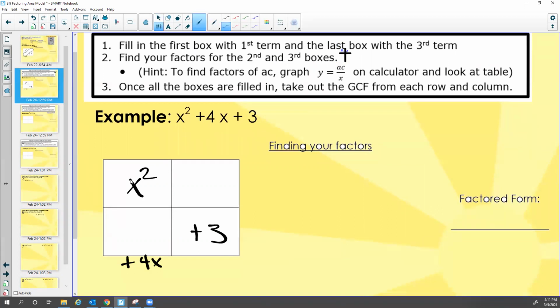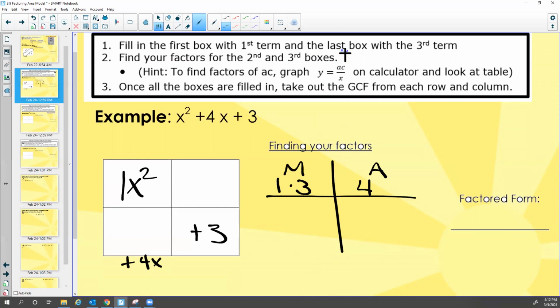Well, to figure out what numbers fill in that diagonal piece, we're going to use this 4x, just like what we did with the tiles. And we're going to create this MA chart, okay? M is going to represent multiplying. So the numbers you need to multiply are whatever your A is and whatever your C is. Whatever the x squared coefficient is and whatever your constant is. 1 times 3. What you need to add up to is the 4x.